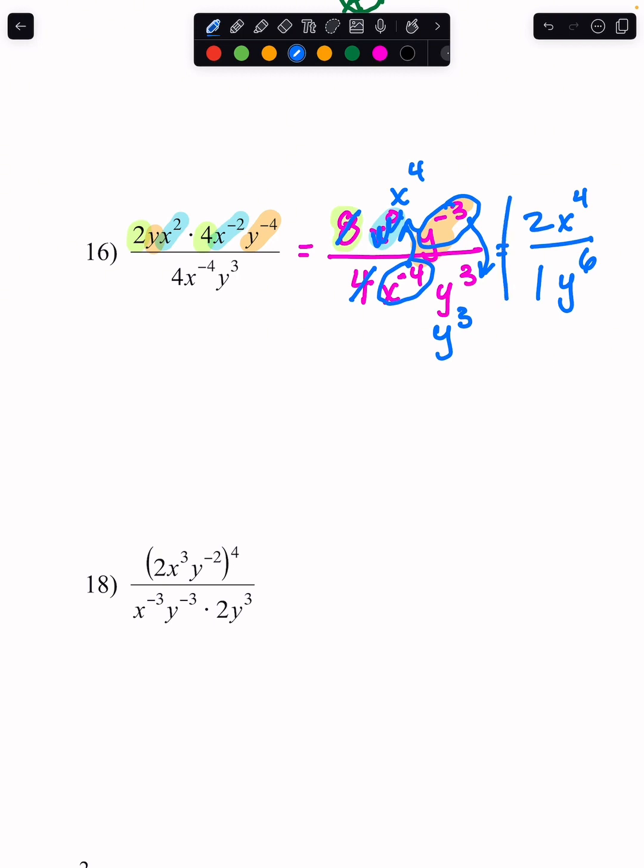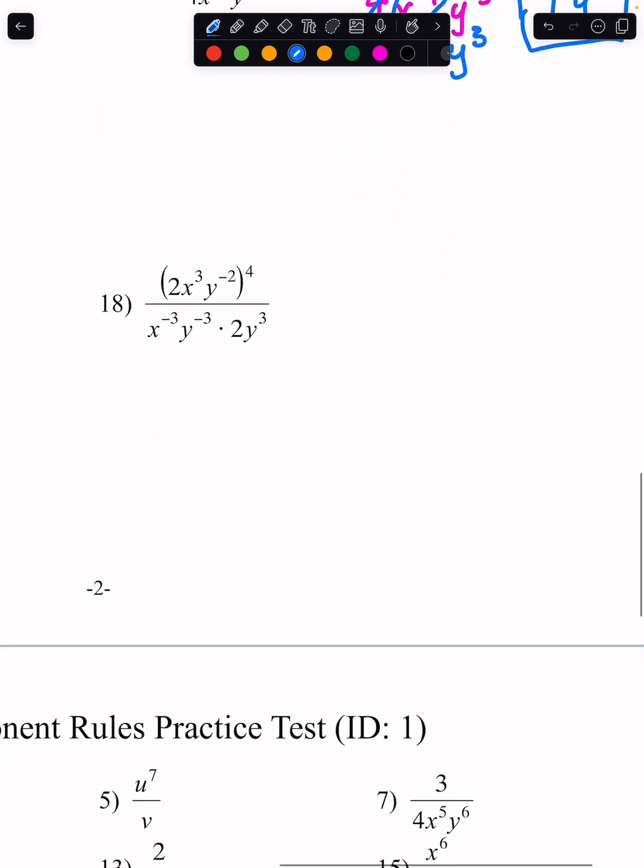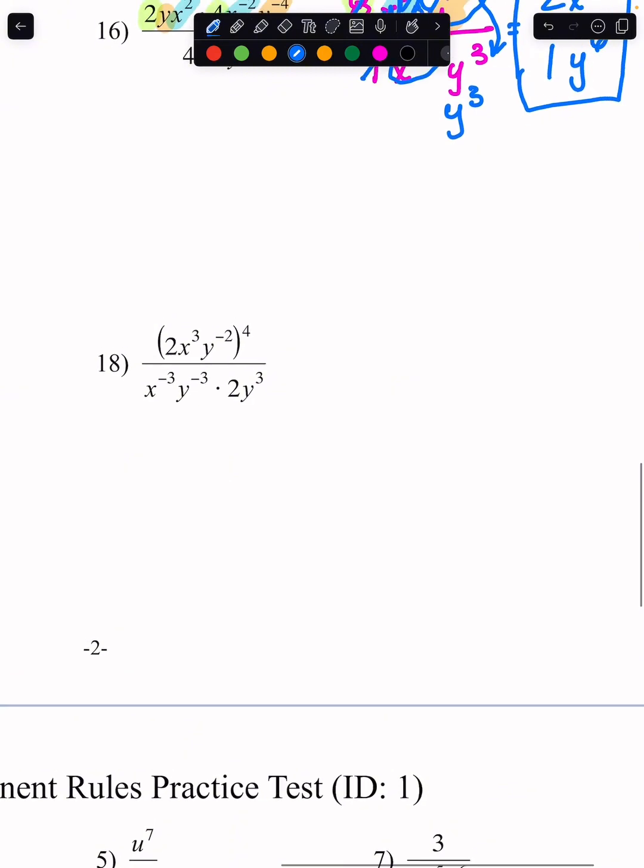And finally, we have to get this one done. So first things first, I need to take care of my whole top, take care of the whole bottom, and then we can do some combining. All right, so actually I'm gonna write this over because I might need some space.